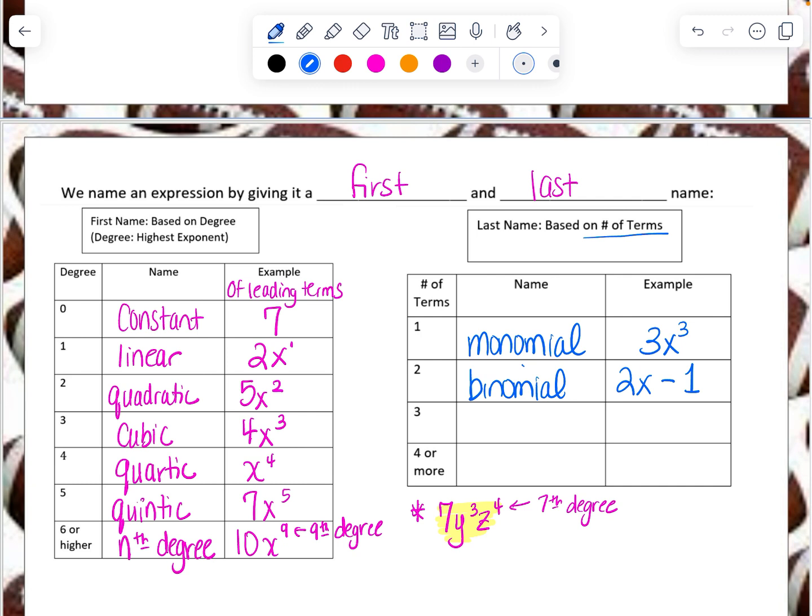If we have a 3-term polynomial, his last name is trinomial. So something like 2x squared plus 4x minus 3. And if we have our 4th term polynomial, a 4-term polynomial, 4 or more, we just call him a polynomial. So for example, 6x cubed plus 5x squared minus 3x plus 2. All right, so that's how we name them.